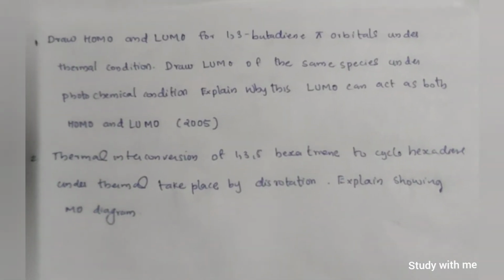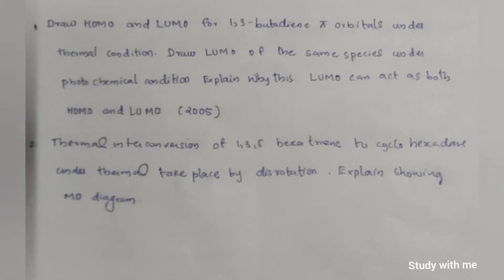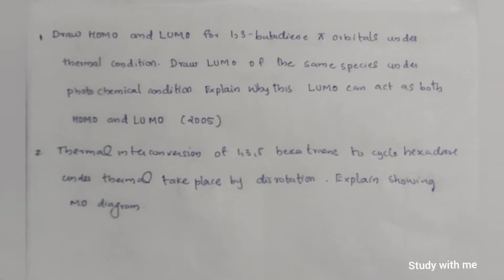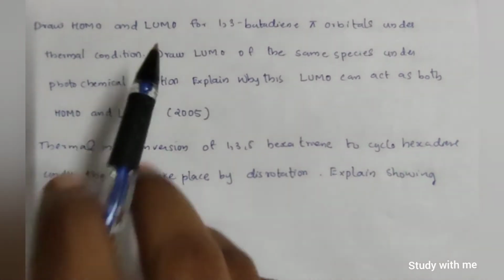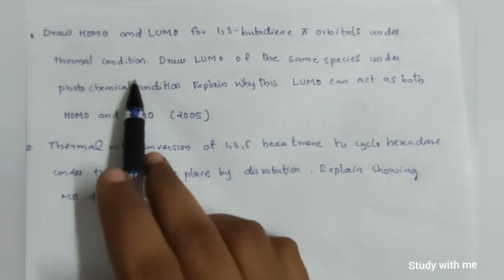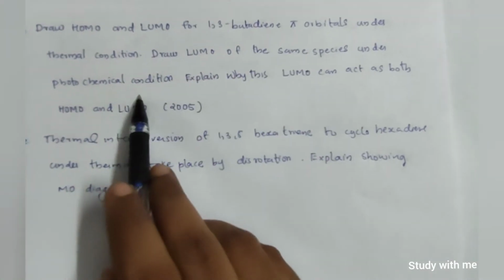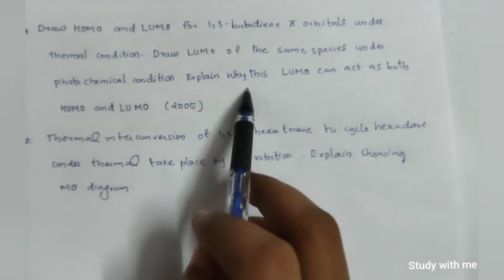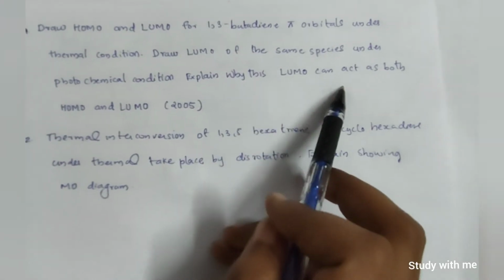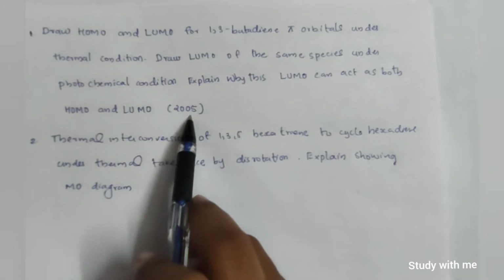Now we are going to discuss some previous year questions of the UPSC Civil Service examination. So the first question is, draw HOMO and LUMO for 1,3-butadiene pi orbitals under thermal condition. Draw LUMO of the same species under photochemical condition. Explain why this LUMO can act as both HOMO and LUMO. This was a question from 2005.